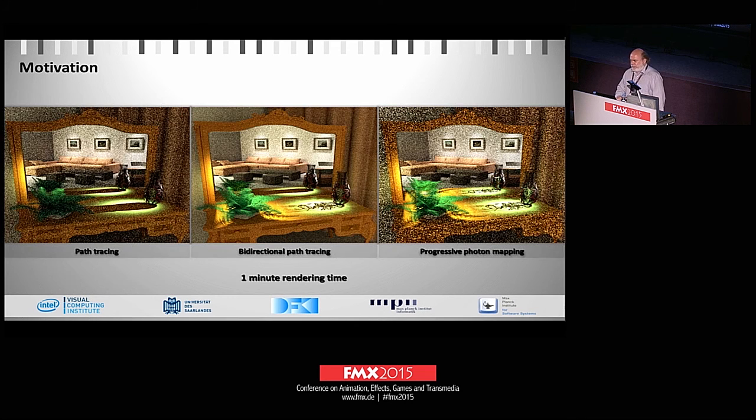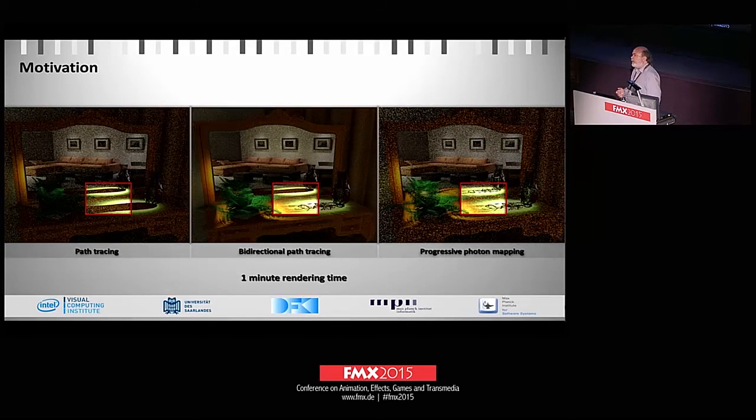Okay, let's start with vertex connection merging. It's a lighting simulation method. We have path tracing, a bidirectional path tracing method on the one hand side, Monte Carlo type rendering methods, and on the other side we have photon mapping. And they use very different mathematical frameworks for computing lighting. And you see that the images that you get out of that are actually very different.